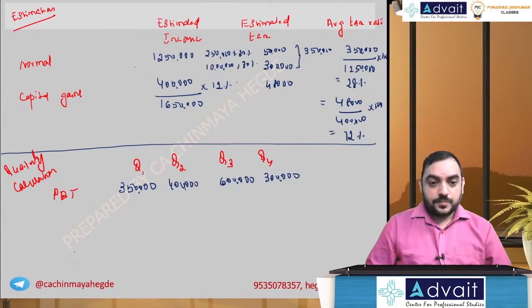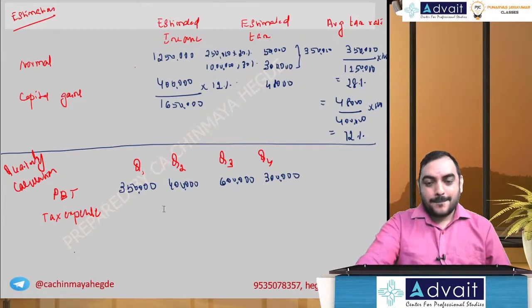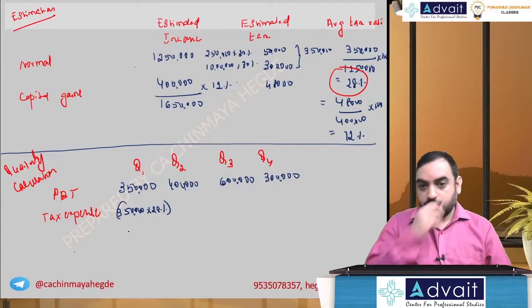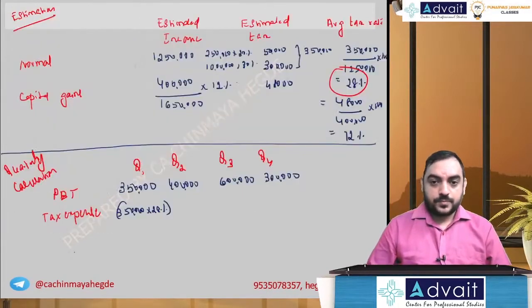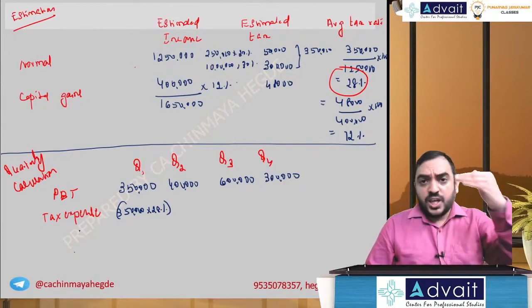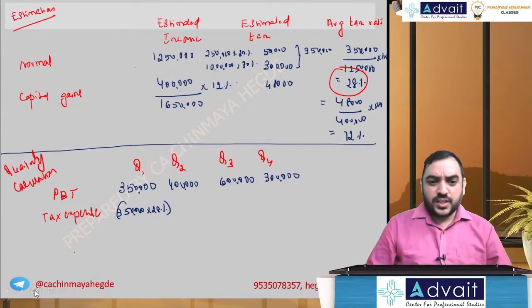Yes. Then tax expense. They are asking only that, right? Calculate tax expense. Okay. So first quarter, directly you calculate. Which rate? 28% you take. So 3,50,000 into 28% is 98,000. Or here also you can do a breakup: normal income, capital gain tax, total. Okay, let's do that also.